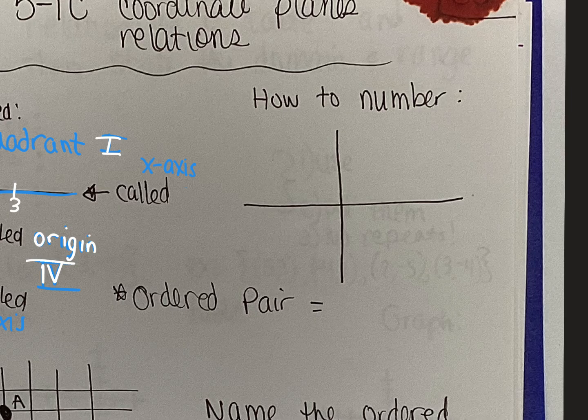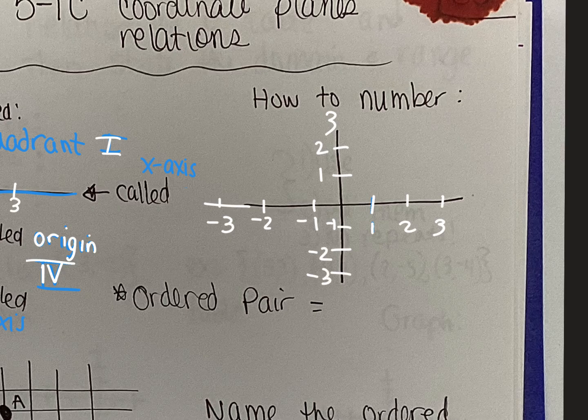Oh, look, how to number. I should have left that for over here. So we've got 1, 2, 3, negative 1, negative 2, negative 3 on each axis.